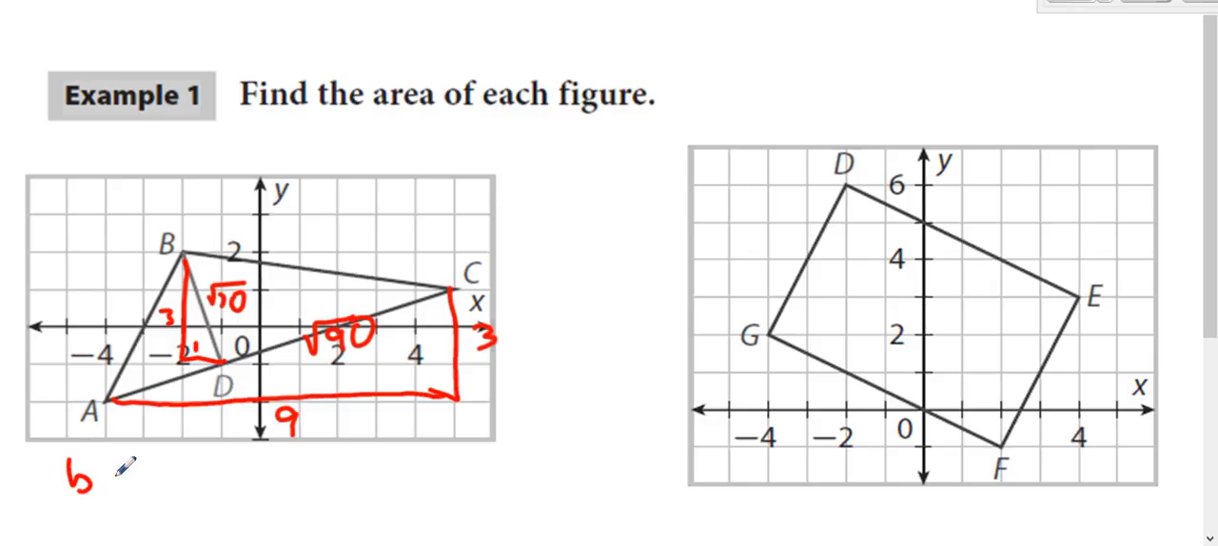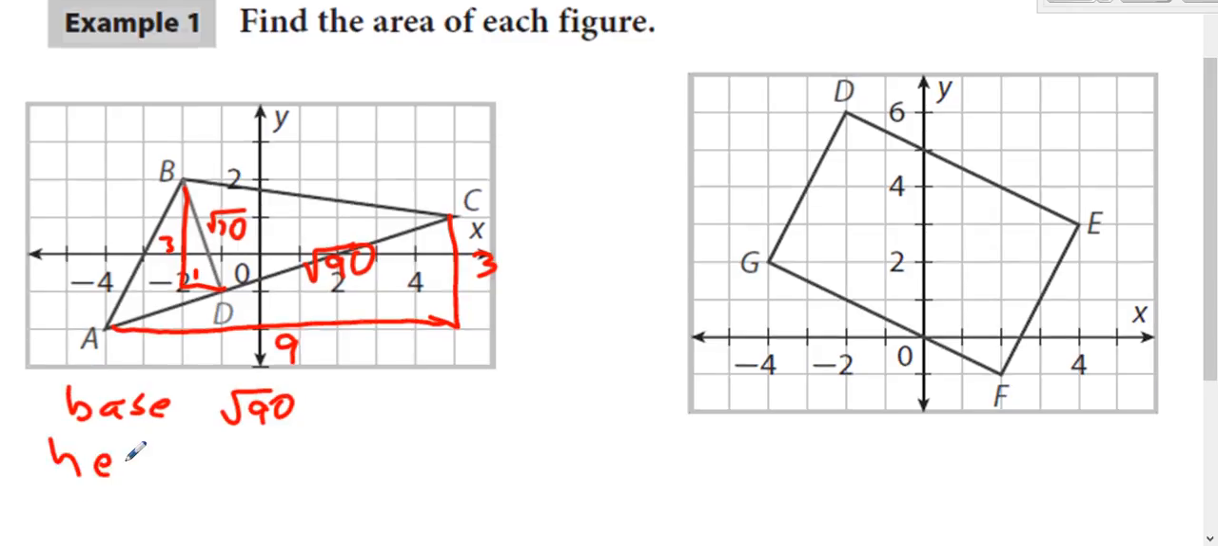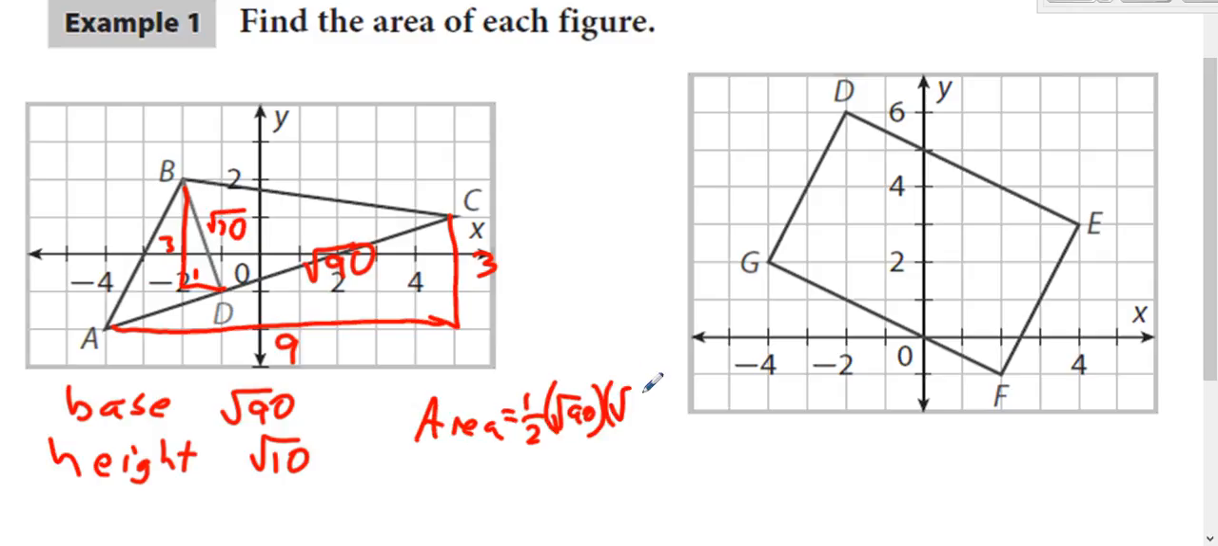So the base is square root of 90. The height is square root of 10. And the formula is 1/2 base times height. So the area is 1/2 base times height. So type that in your calculator and you get 15. You type in 1/2 times square root of 90 times square root of 10.